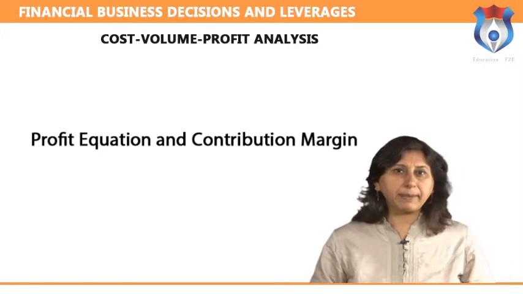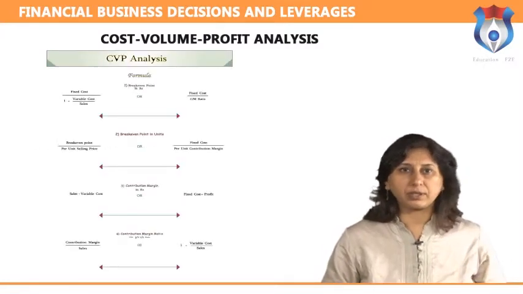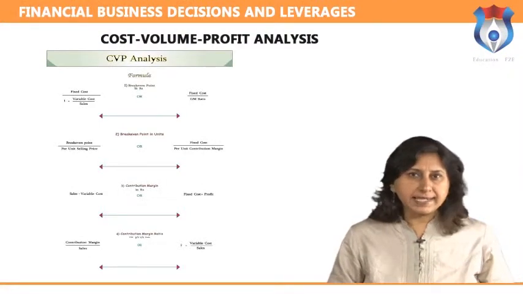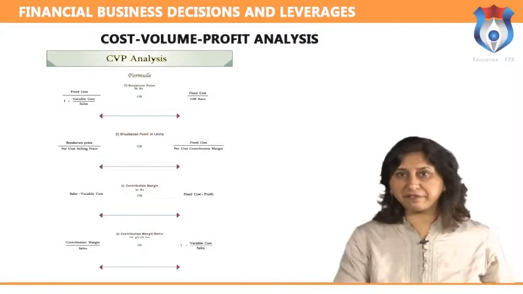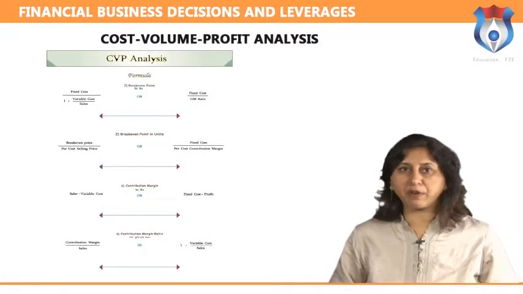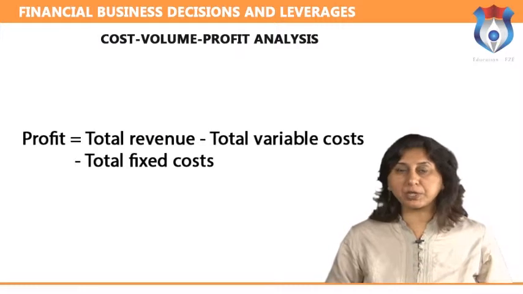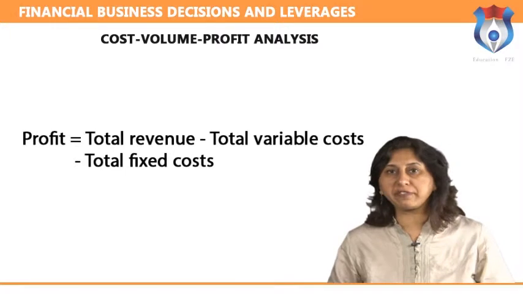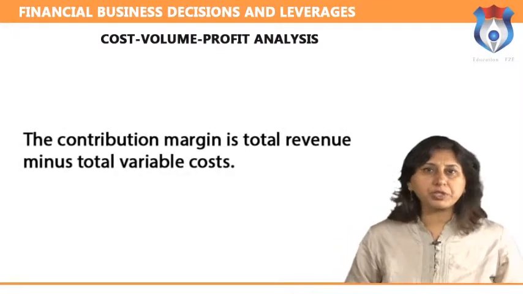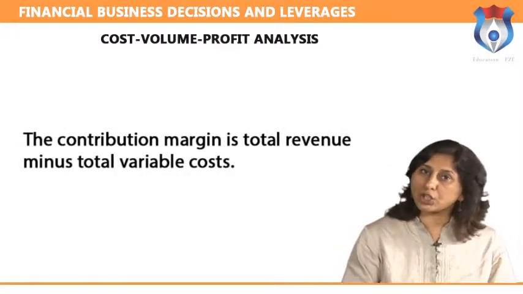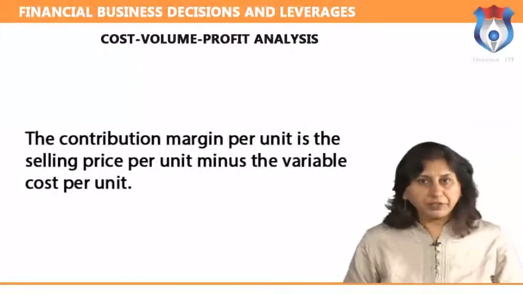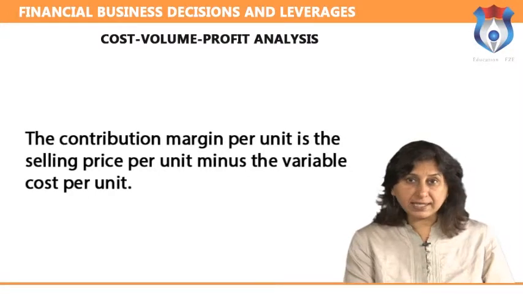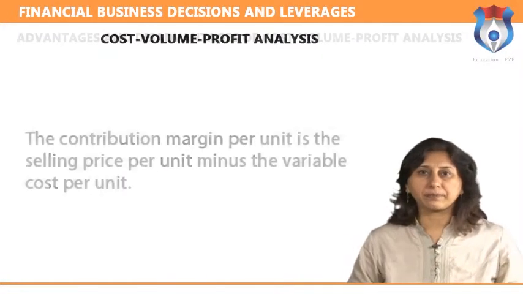Profit equation and contribution margin. CVP analysis begins with the basic profit equation. Profit is equal to total revenue minus total costs. Separating costs into variable and fixed categories, we express profit as profit is equal to total revenue minus total variable costs minus total fixed costs. The contribution margin is total revenue minus total variable costs. The contribution margin per unit is the selling price per unit minus the variable cost per unit.